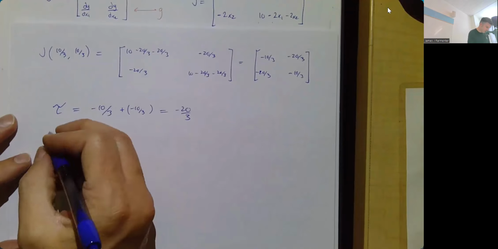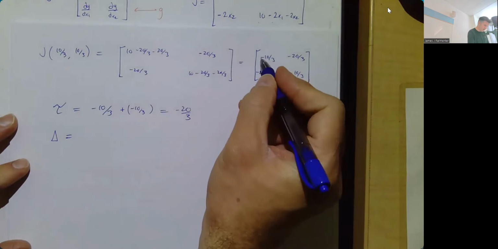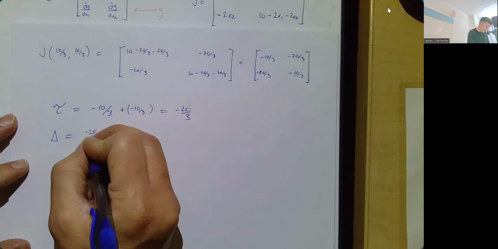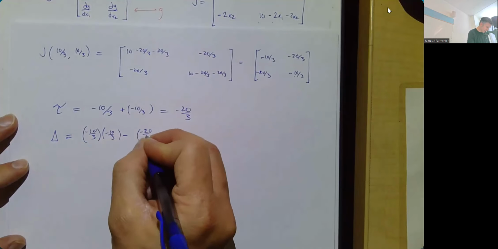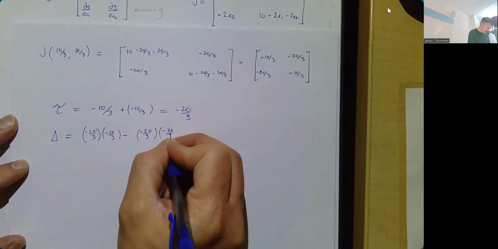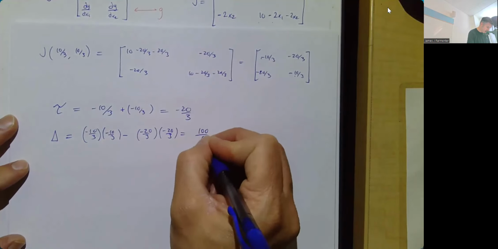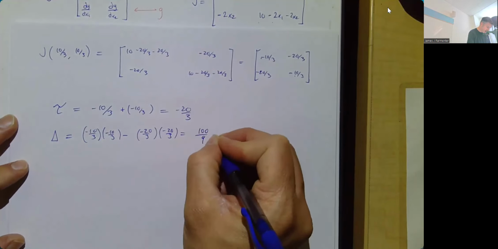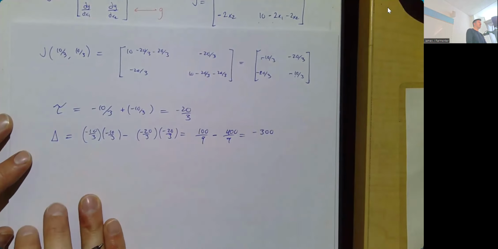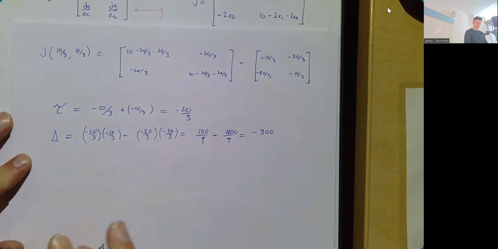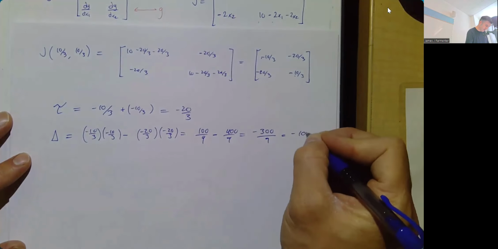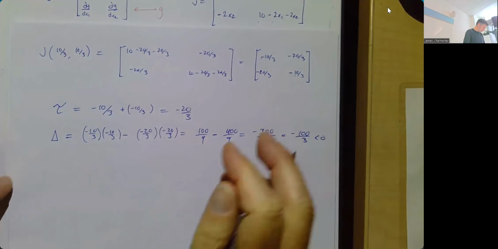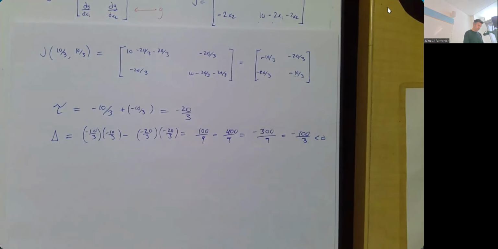The determinant here is equal to negative 10 thirds times negative 10 thirds minus negative 20 thirds times negative 20 thirds. That's going to be 100 over 9 minus 400 over 9, which is negative. And really, that's the last word I need to say. It's negative, which means I have a saddle. It is negative 300 over 9, which is negative 100 over 3. But when the determinant's negative, we know we have a saddle.